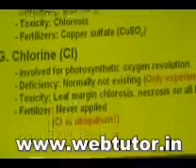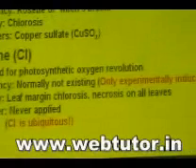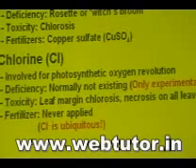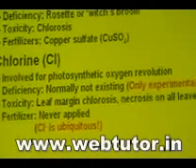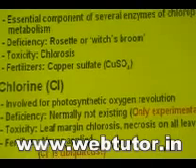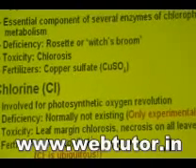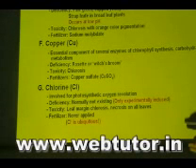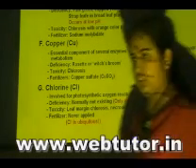Chlorine is involved for photosynthetic oxygen evolution. Chlorine helps in giving off your oxygen. We've never seen chlorine deficiency. Toxicity will show leaf margin chlorosis and necrosis on all leaves. Chlorine is never applied as a fertilizer because it is ubiquitously present. Ubiquitous means present everywhere throughout the plant in small quantities.